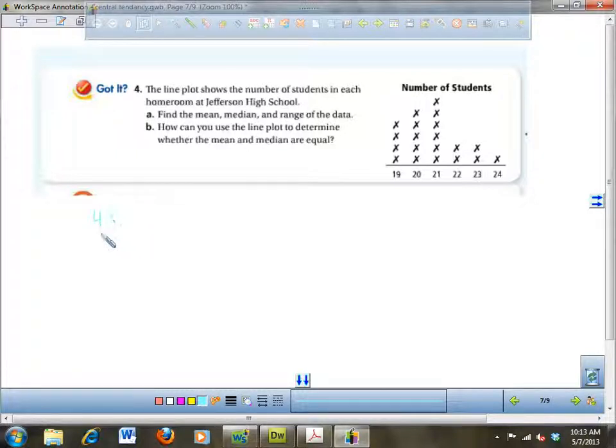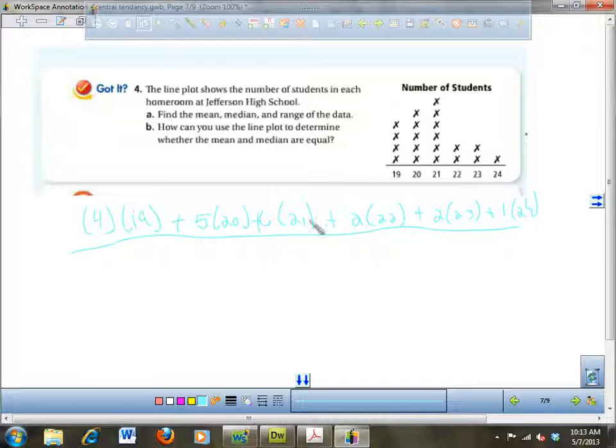4. So if I want to find the mean, I go 4 times 19, plus 5 times 20, plus 6 times 21, plus 2 times 22, plus 2 times 23, plus 1 times 24, and then I divide by the number of x's that there are. 1, 2, 3, 4, 5, 6, 7, 8, 9, 15, 17, 19, 20. And I divide that number by 20. And that would give me the mean number.